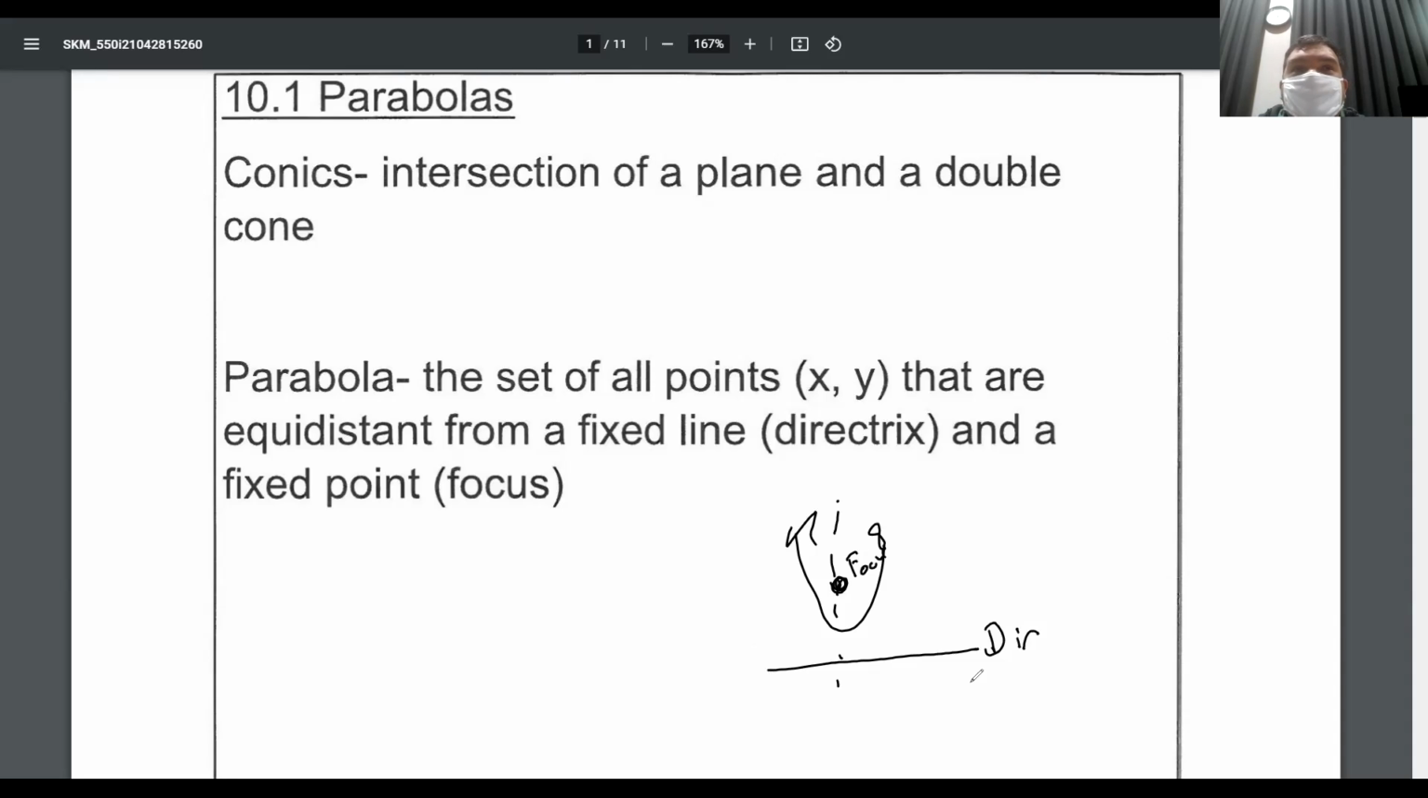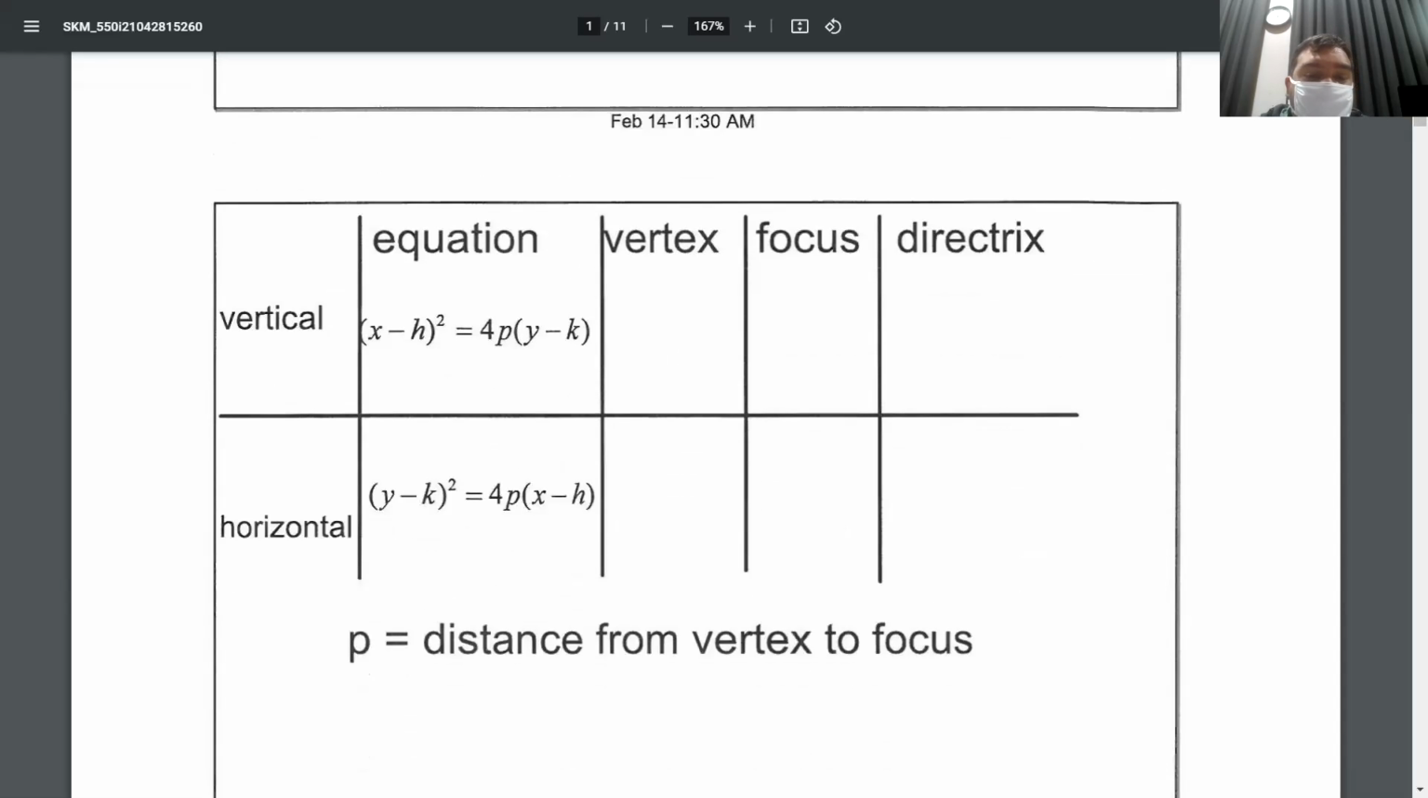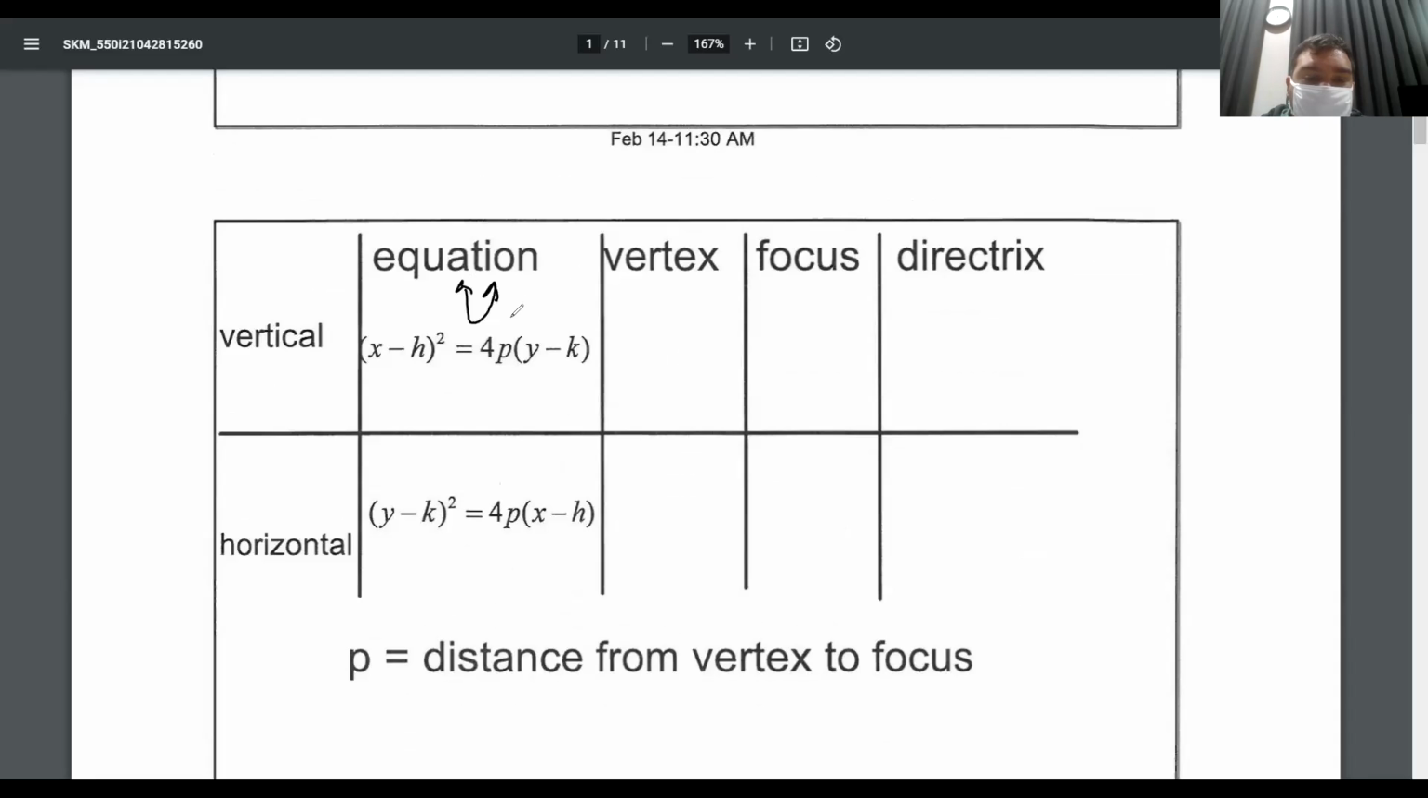Can I just go to the next page? Yeah. All right. So we're going to talk about it vertically and we're going to talk about it horizontally. Of course, vertically, a parabola looks like this or like this. Horizontally looks like this or like this.